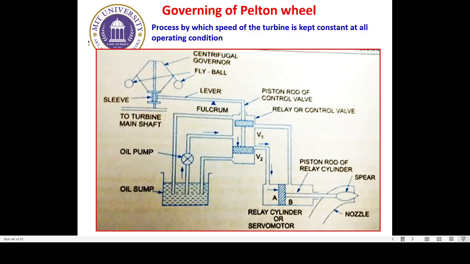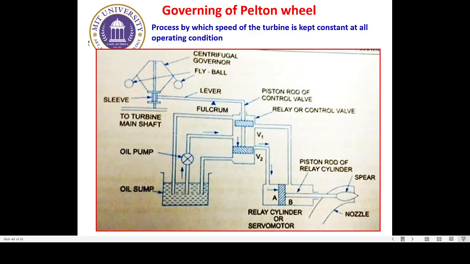It is important for us to first understand the meaning of governing. The governing of the turbine can be defined as an operation by which the speed of the turbine is kept constant, and it is essential that for all the working conditions the speed of the turbine should be kept constant. It is done automatically by means of a governor.